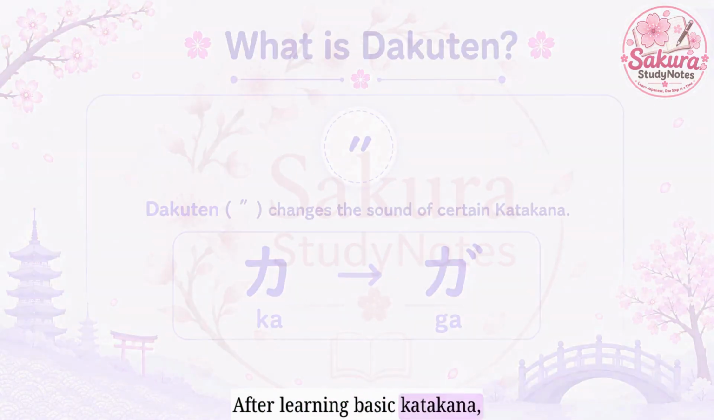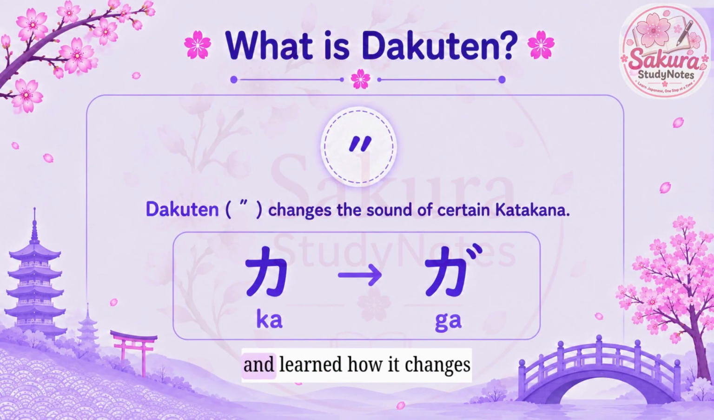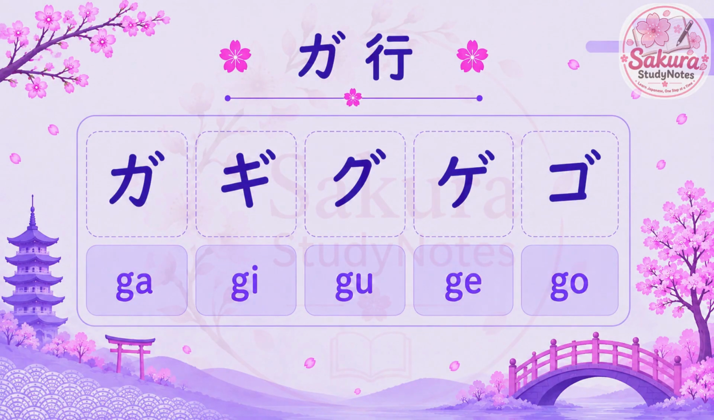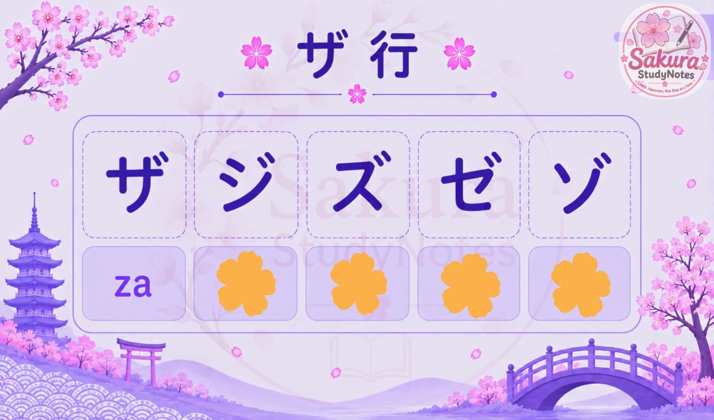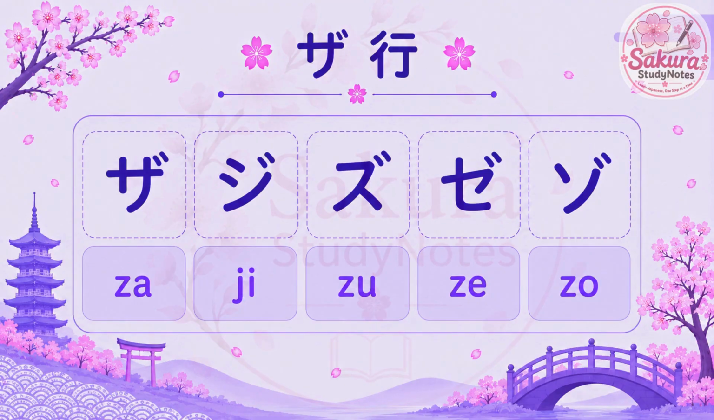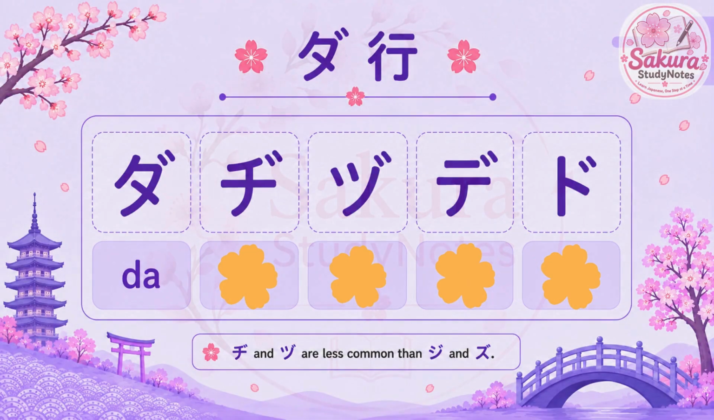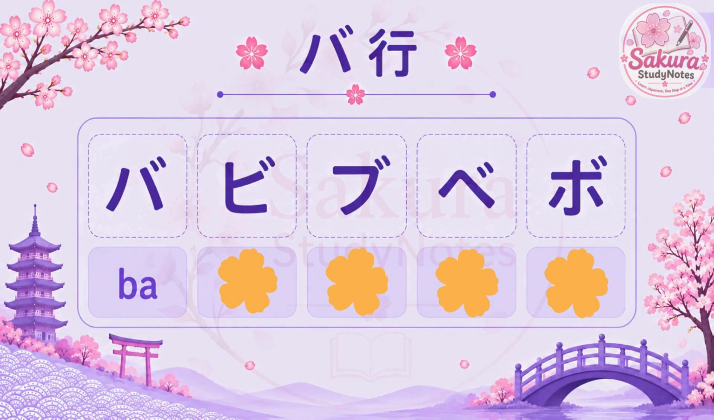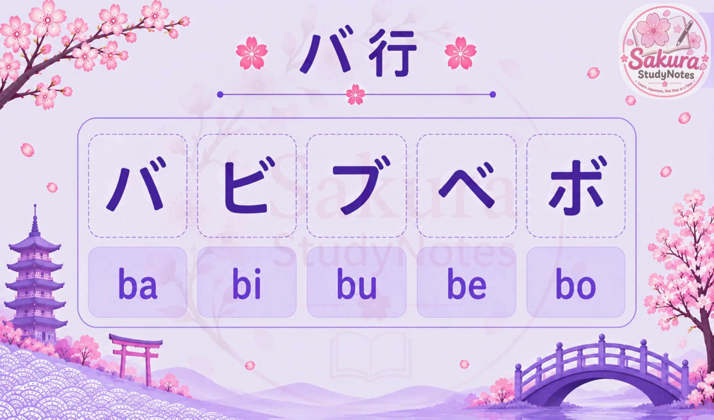After learning basic katakana, we moved on to Dakuten and learned how it changes certain katakana sounds. Ga, Gi, Gu, Ge, Go. Za, Ji, Zu, Ze, Zo. Da, Ji, Zu, De, Do. Ba, Bi, Bu, Be, Bo.